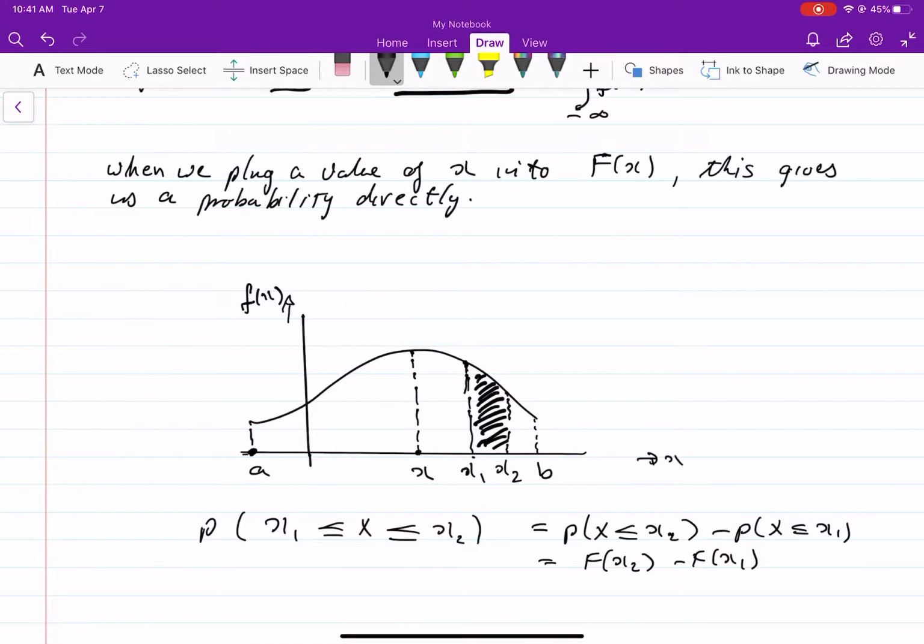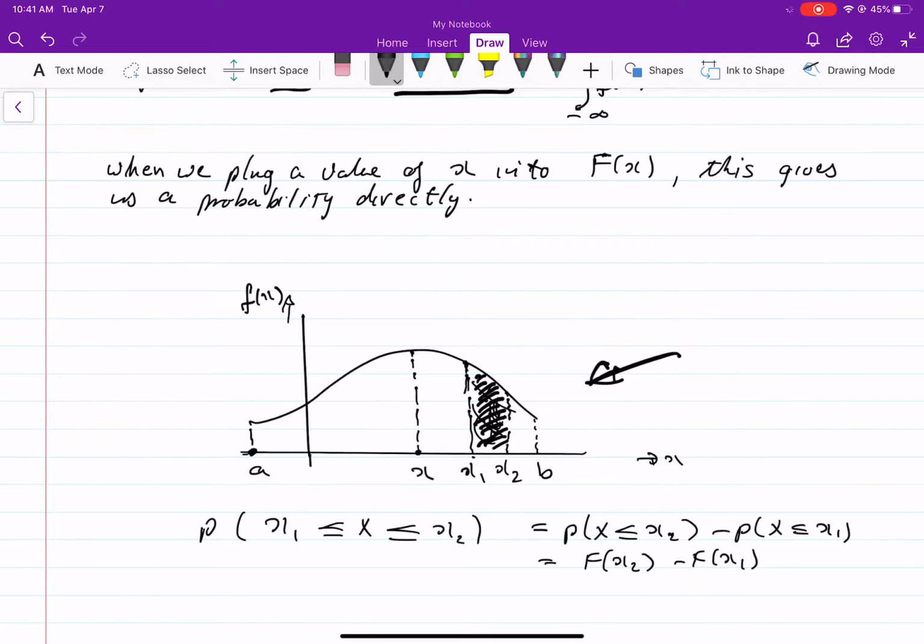Okay, how do you use big F of x to find the probability that x lies between two values? Well, as shown in this diagram here, to find the probability that x exists between x1 and x2, that's the probability that x is less than or equal to x2 minus the probability that x is less than or equal to x1. That should make sense. All the probability from a to x2, or from x2 all the way back to a, and subtract the probability from x1 all the way back to a, and that will give you the probability that x is between x1 and x2. This region right there.